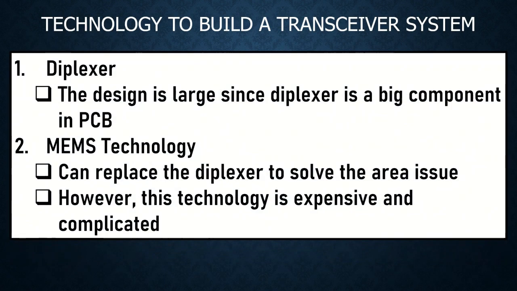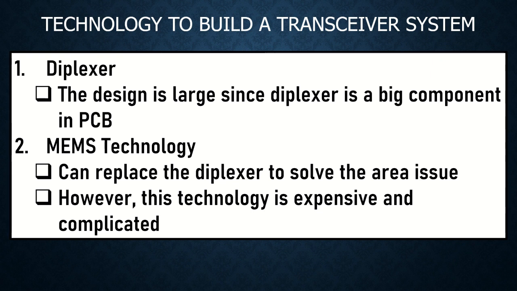Generally, there are two technologies to build the transceiver system. One is by using a duplexer, and the other is by using MEMS technology. Usually, the duplexer is a big component on the PCB. Meanwhile, the receiver and transmitter will be in the IC. The problem of using the duplexer is that the design will be big because the duplexer is a big component.